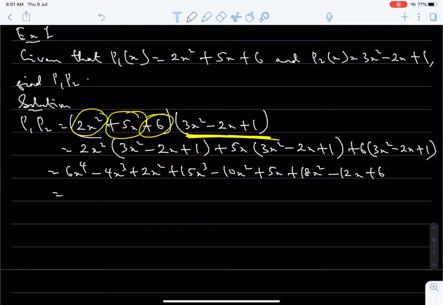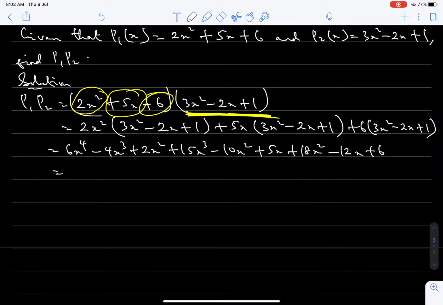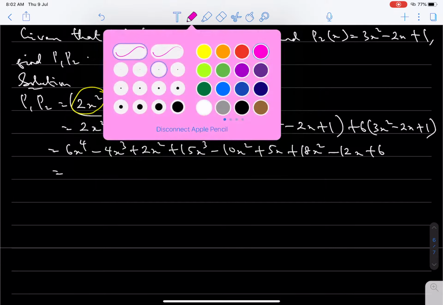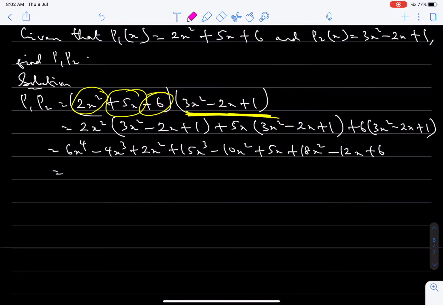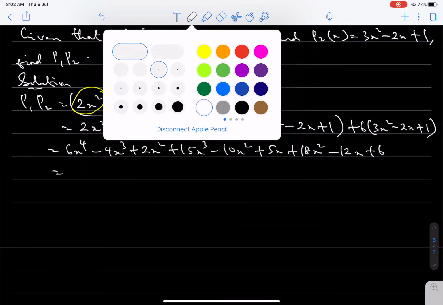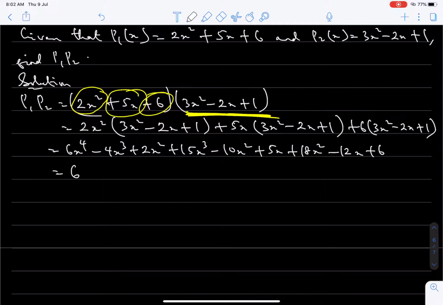Let's check to be sure. That's 6x raised to power 4 minus 4x cubed plus 2x squared plus 15x cubed minus 10x squared plus 5x plus 18x squared minus 12x plus 6. Now we can add it. We can collect like terms. There's only one x raised to power 4 term, so that will be 6x raised to power 4.